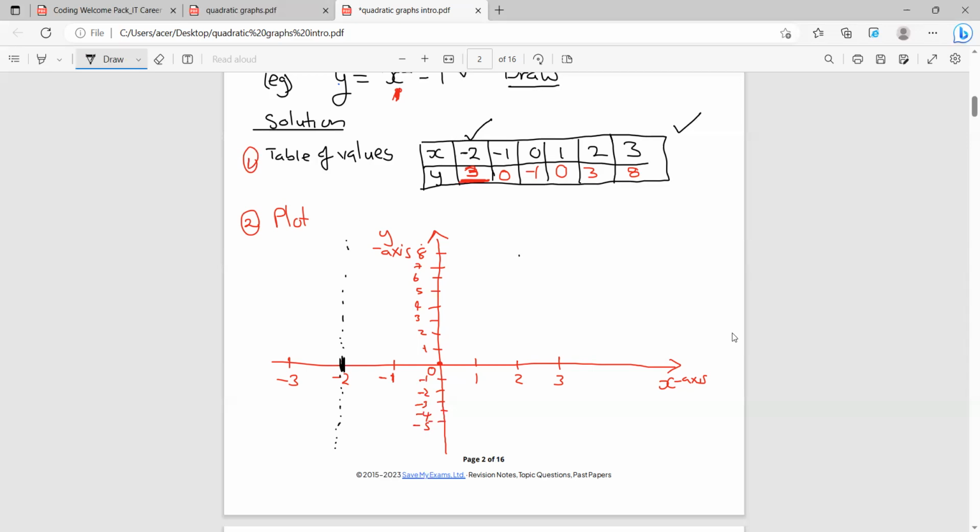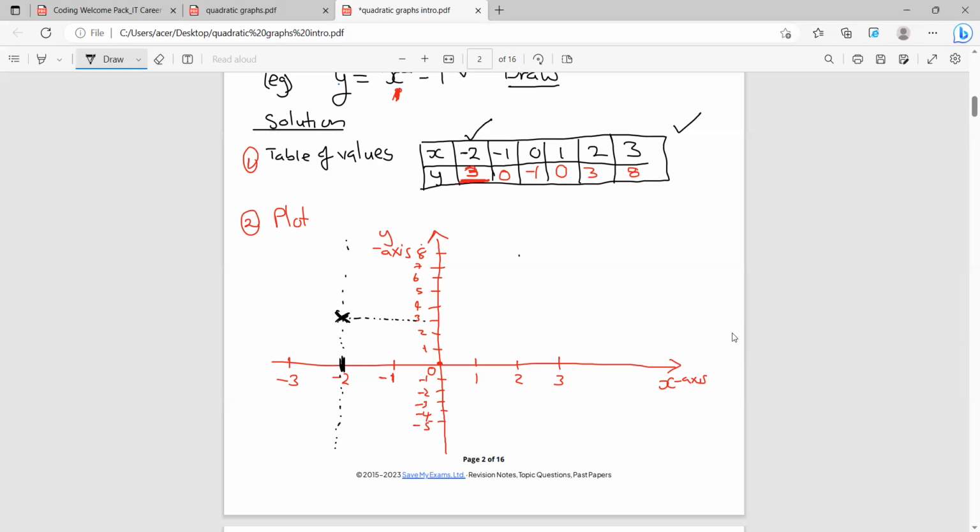Yes. So x is -2. Now I'm looking for y. The value of y in this case is what? 3. So it's going to be somewhere around here, because it is horizontally away from that 3, isn't it? Are we together? Yes, sir.